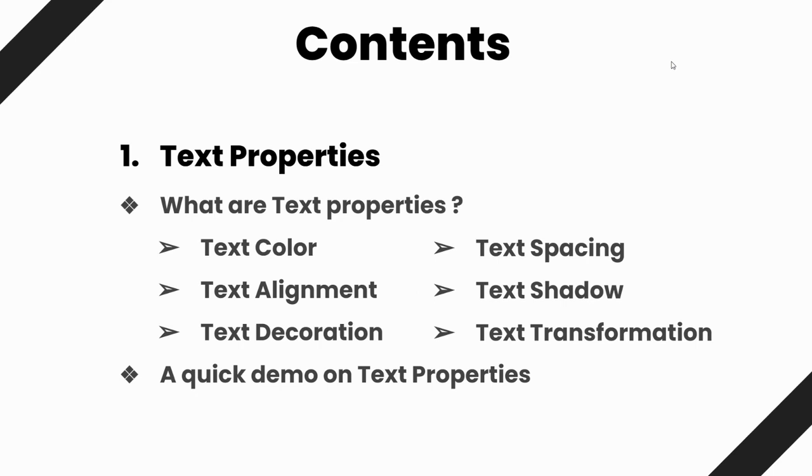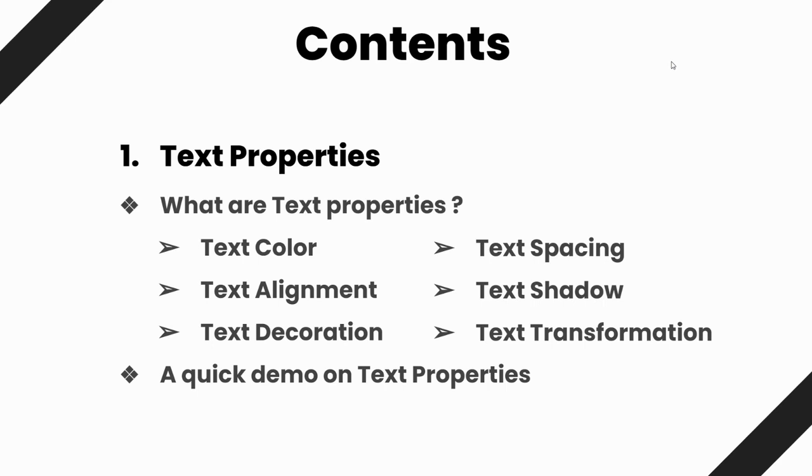So for today's content, we have the first section, which is the text properties. Under this section, we'll get to know what text properties are, and we'll also learn the text properties that are under this section. That's the text color, the text alignment, the text decoration, text spacing, text shadows, and text transformation.